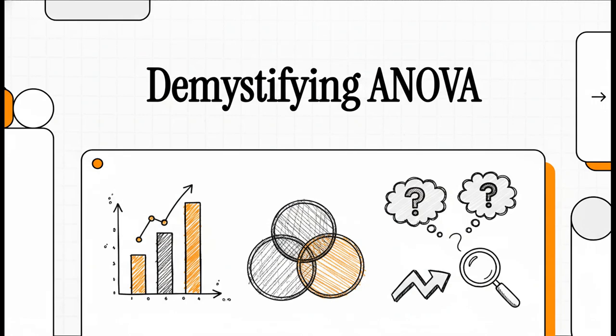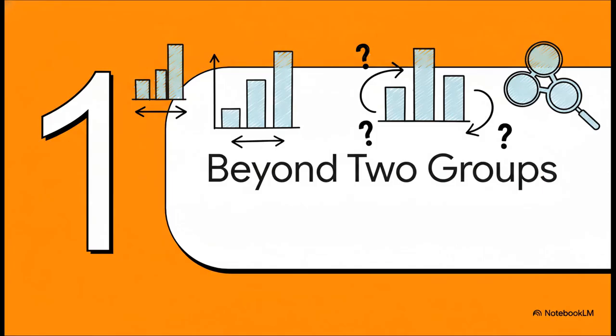All right, let's talk about a super powerful statistical tool that every data person should have in their back pocket, ANOVA. If you've ever been stuck trying to compare, say, 3, 4, or even more groups all at once, then you're in exactly the right place. Let's dive in. So first, let's set the stage a little bit.